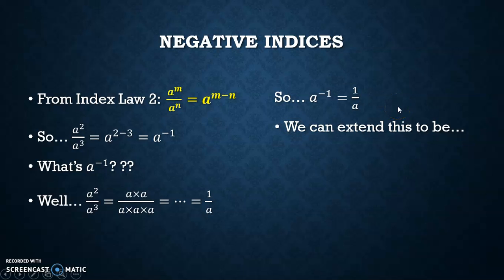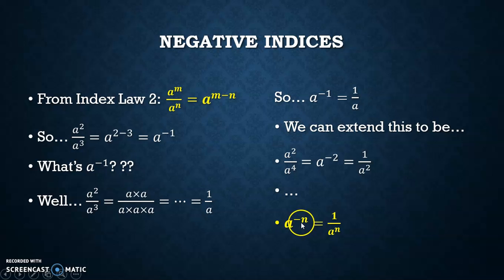How about we extend this? For example, a to the power of 2 divided by a to the power of 4 will also equal a to the power of negative 2, which equals 1 over a squared, right? So this expression equals both, and therefore these two equal each other. So we have a to the power of negative n equals 1 over a to the power of n.